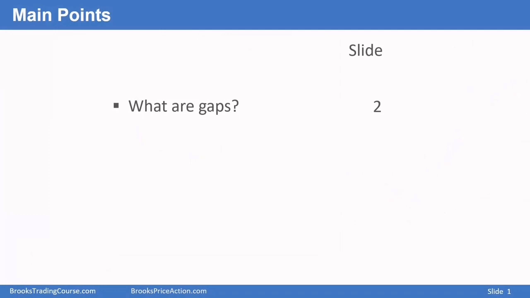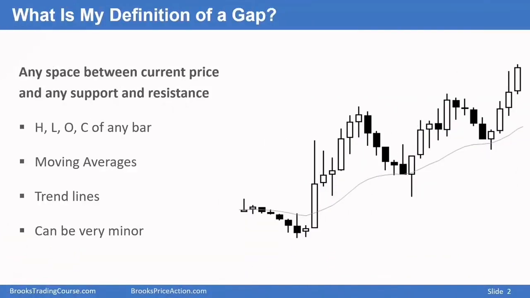I want to begin by explaining what I mean when I talk about a gap. I use a very broad definition. For me, a gap is a space between the current price and any support or resistance. For example, support or resistance can be the high, low, open, or close of the current bar or prior bars, any moving average, trend lines, or trend channel lines. A lot of times, the support or resistance can be minor, yet it turns out that the gap is important.